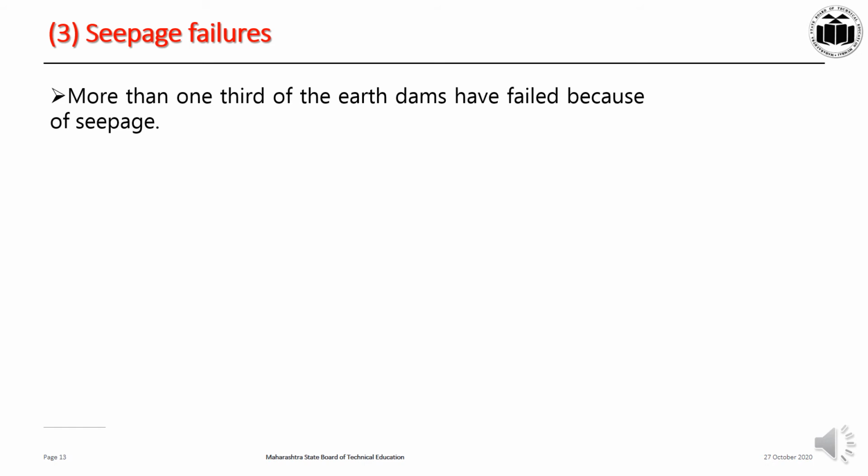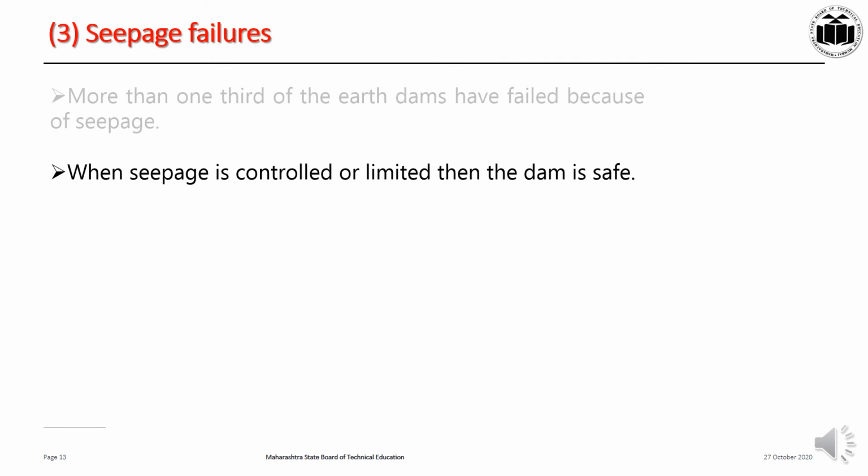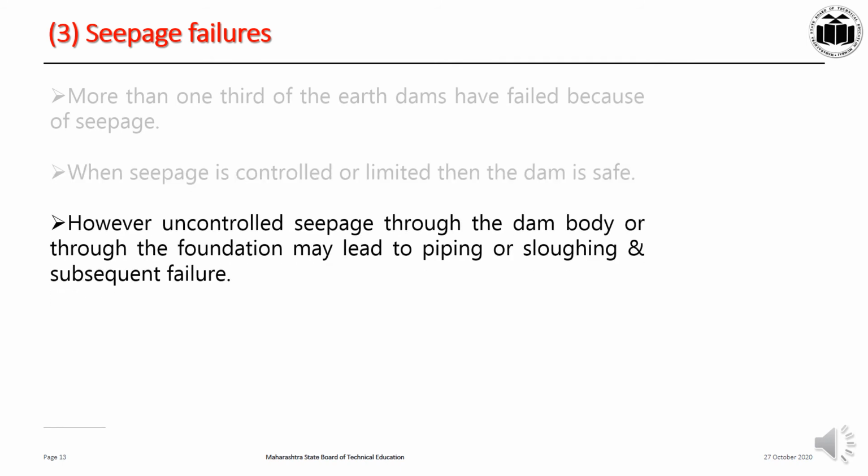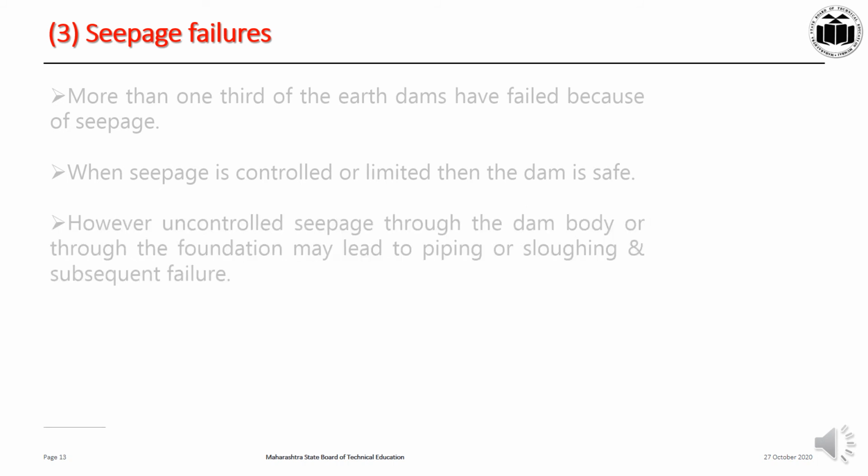In easy language, seepage means leakage of the dam either from the body of the dam or from the foundation of the dam. More than one third of earthen dams have failed because of seepage. When seepage is controlled or limited, then the dam is safe. There are various methods to control seepage. If we control or limit it, then the dam is safe. However, uncontrolled seepage through the dam body or through the foundation may lead to piping or sloughing and subsequent failure.